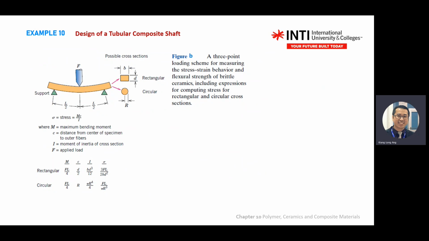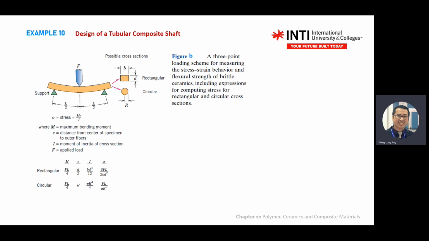The moment created in this setting, you use FL divided by 4, because the question gives you the length already. The force is 1000 Newton. C is the R, the radius of the tube. Then the I here is pi r to the power 4 divided by 4. Then the stress is FL divided by pi r cubed. All following these slides here.